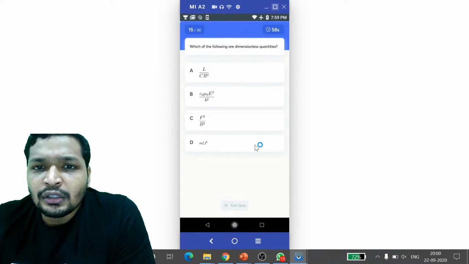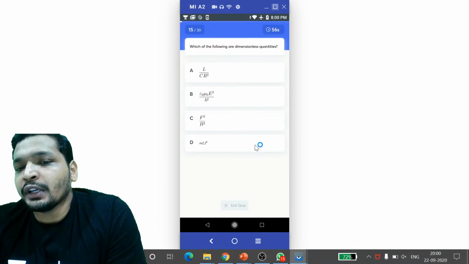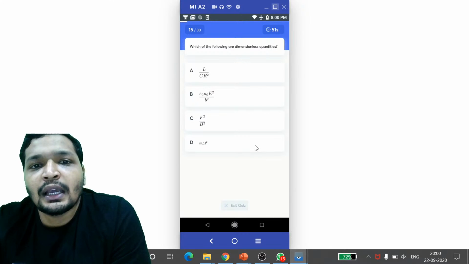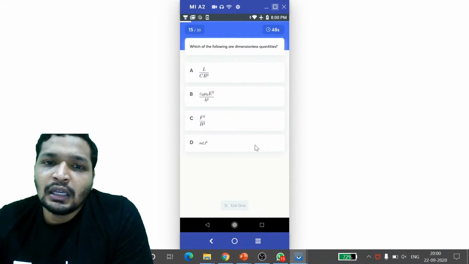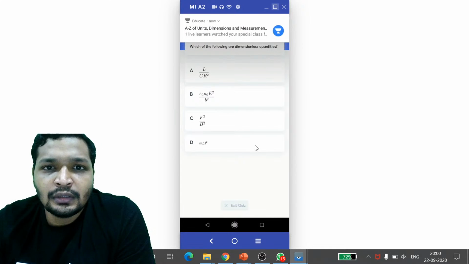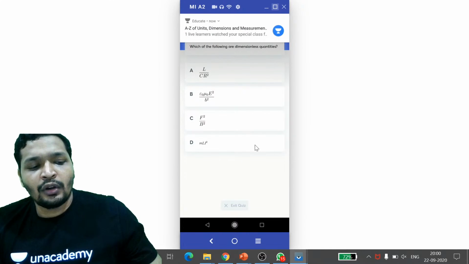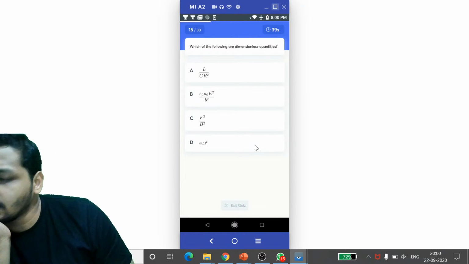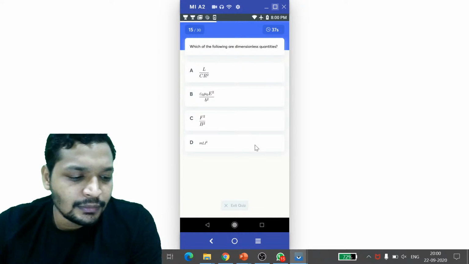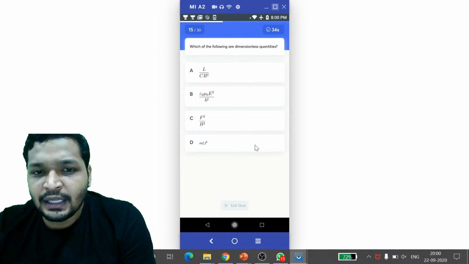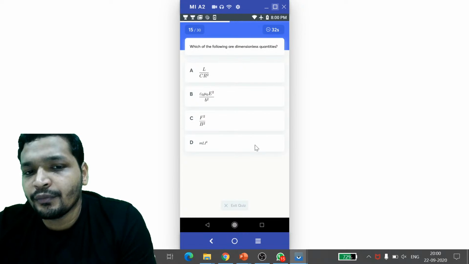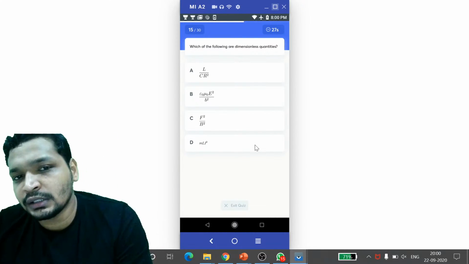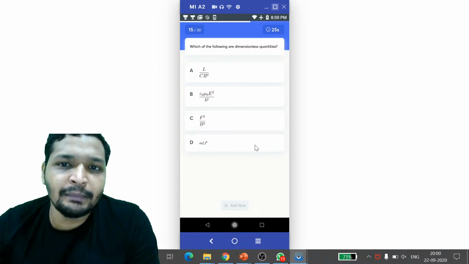That is good. So, which of the following are dimensionless? I believe it should be something like time by time, maybe. Let's think about it. L C by R C is a dimensionless quantity, and what would that be? I think A should be the answer. What do you think? Why A should be the answer? L by C, time, R C, time divided by time, dimensionless.